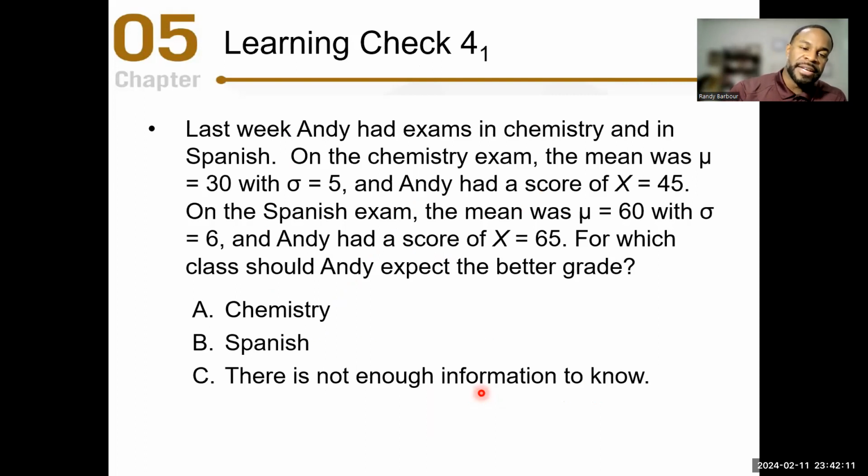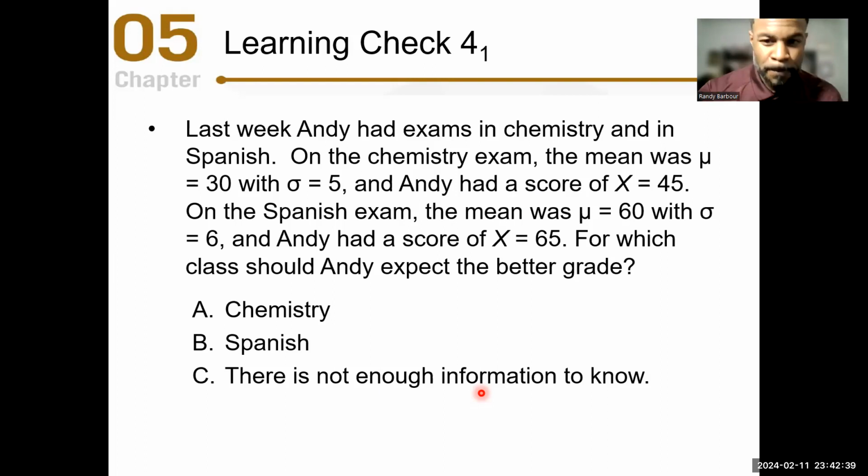So here's a learning check. It says last week, Andy had exams in chemistry and in Spanish. On the chemistry exam, the mean was 30, with a standard deviation of 5, and Andy had a score of 45. On the Spanish exam, the mean was 60 with a standard deviation of 6, and Andy had a score of 65. For which class should Andy expect the better grade?